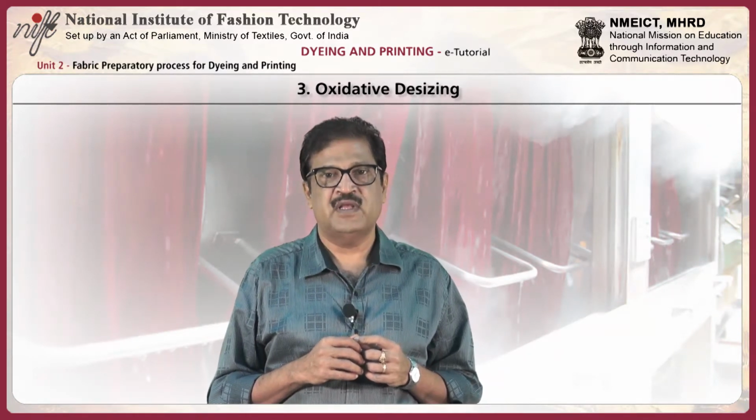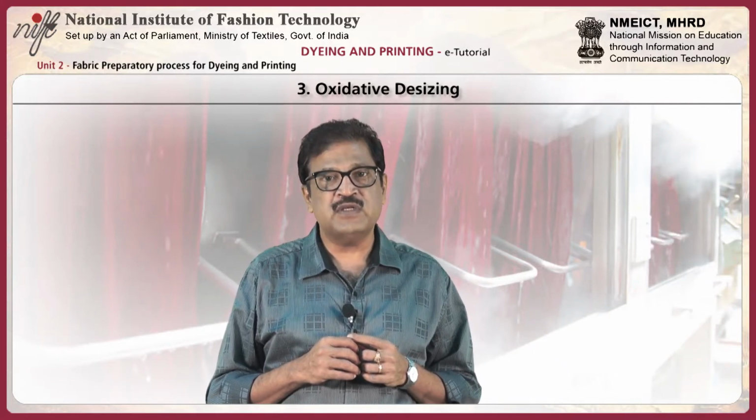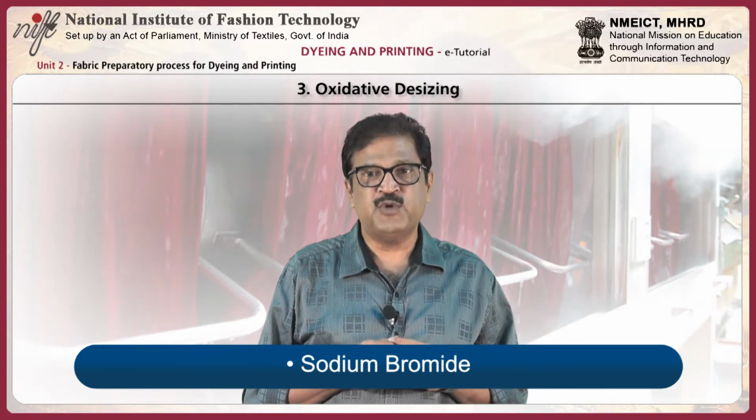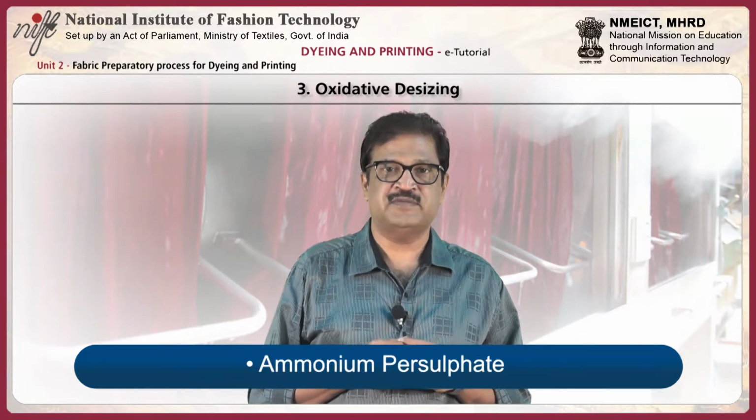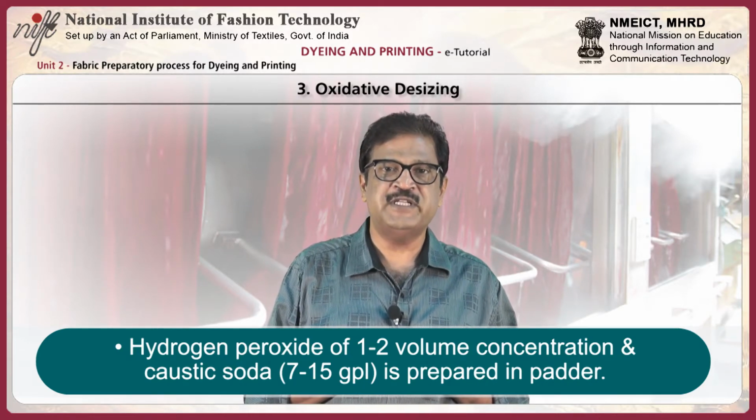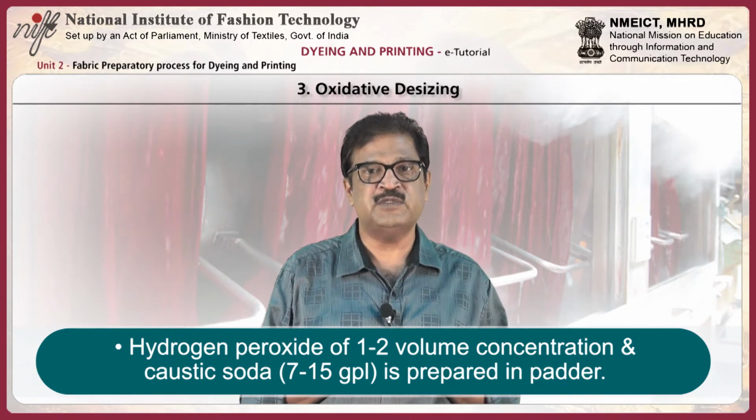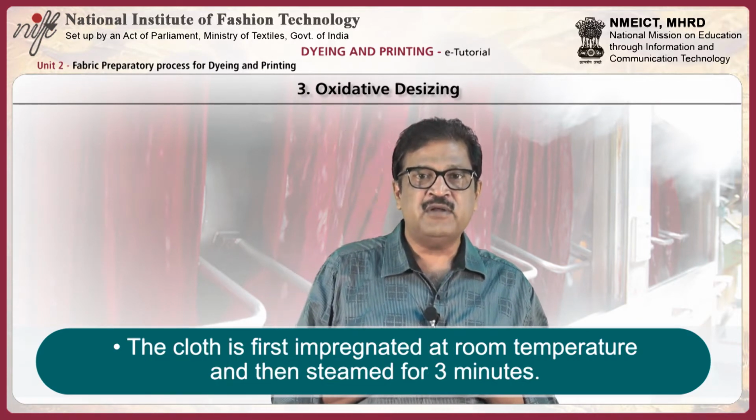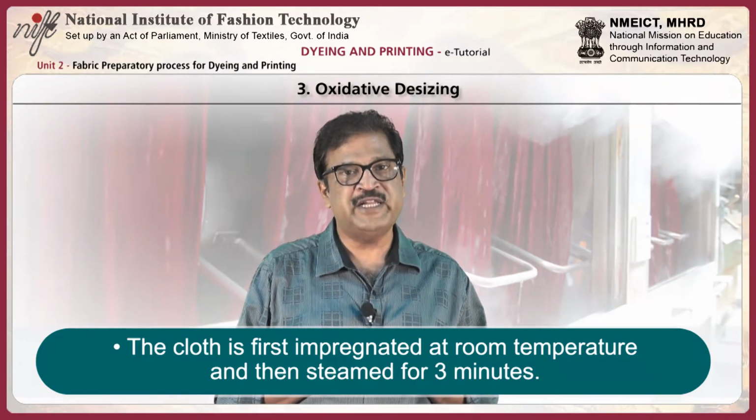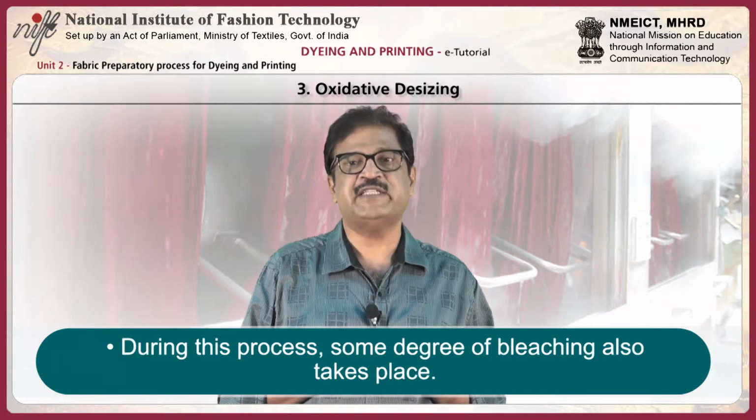Oxidative desizing. In this process, starch is oxidized. The commonly used oxidative desizing agents are hydrogen peroxide, sodium bromite, ammonium persulfate. Hydrogen peroxide of 1 to 2 volume concentration and caustic soda 7 to 15 grams per liter is prepared in a padder. The cloth is first impregnated at room temperature and steamed for 3 minutes. During this process, some degree of bleaching also takes place.